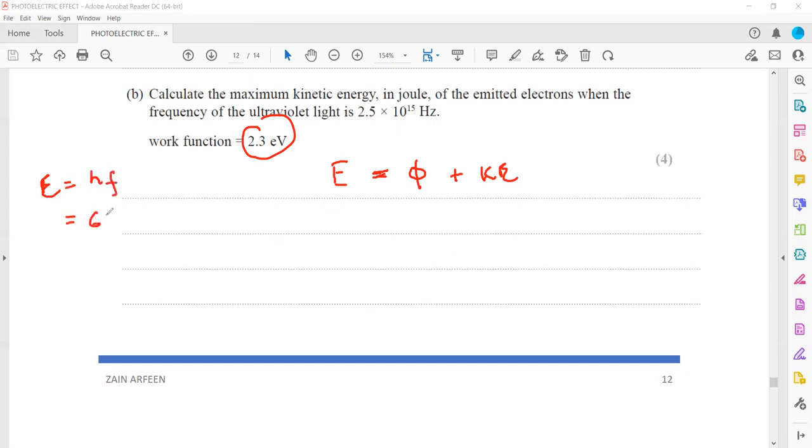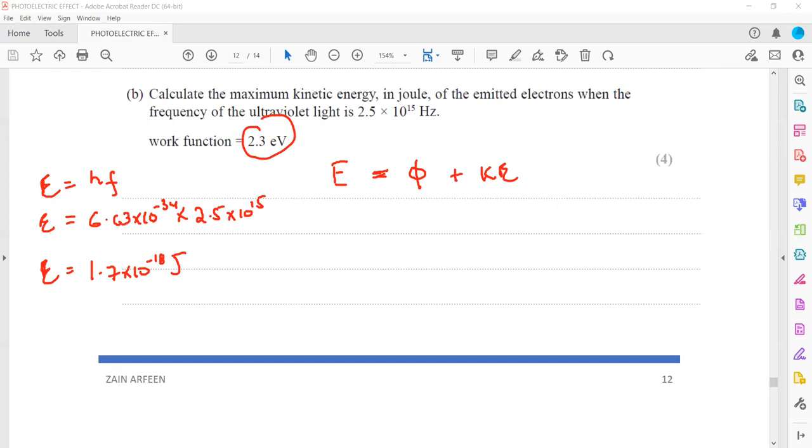h is Planck's constant, 6.63 into 10 to the power minus 34. That's a constant, multiplied by frequency, which is 2.5 into 10 to the power 15. When you multiply, you will get the energy of this photon, which is incident. That's 1.7 into 10 to the power minus 18 joules.